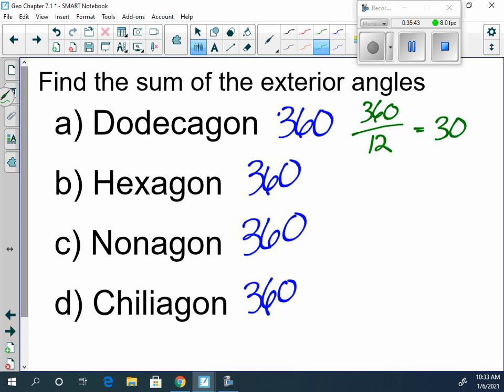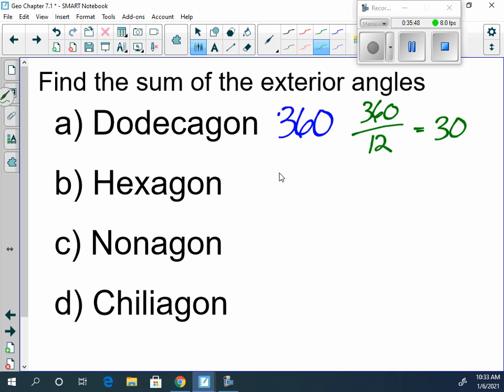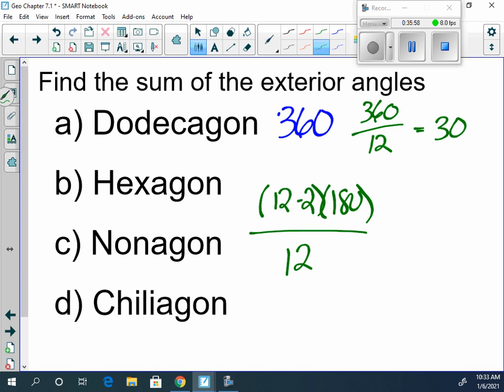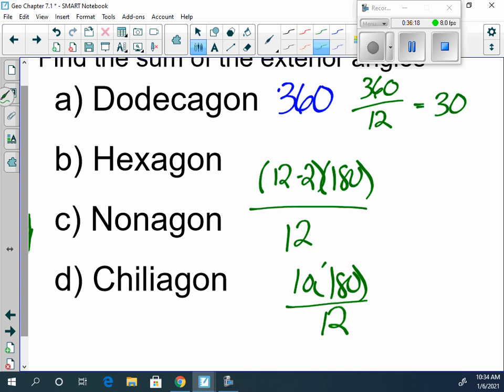I actually want to look at something kind of interesting. I'm going to erase these here for a second. You don't have to erase these. Because for a dodecagon, if I want to know the interior angles, I would do (12 minus 2) times 180 divided by 12. I want to know one of the interior angles of a regular dodecagon. So we can use this here. Well, 12 minus 2 is going to be 10.